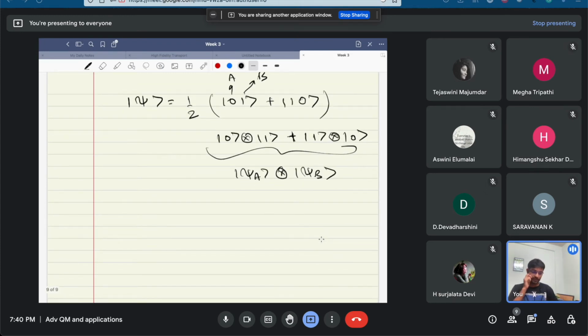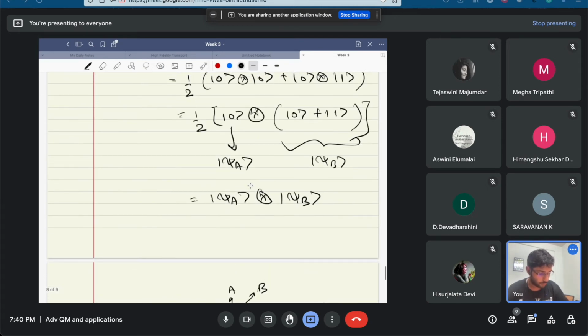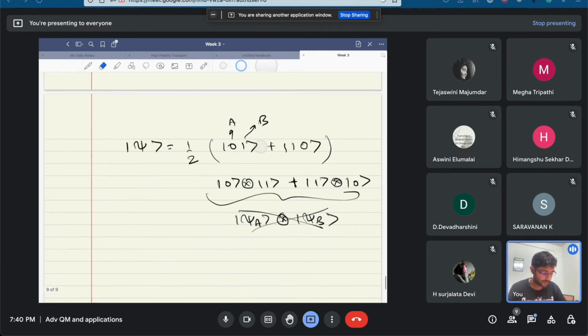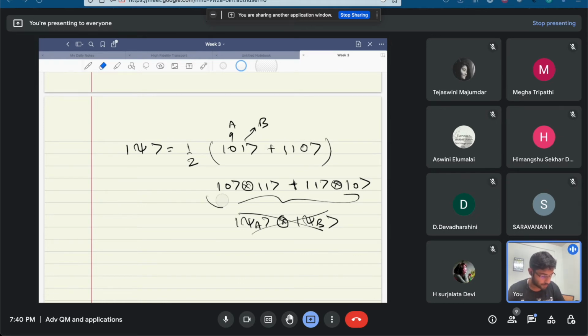Okay, so in this case you can see that you can't really write it in the tensor product form. Here you could actually take the 0 common and you have the tensor product of 0 plus 1 on the other side. But here you can see that you can't really take anything common. It's 0 on this side and 1 on this side, and similarly for the B atom we have 1 and 0. So you can't really take anything common here.